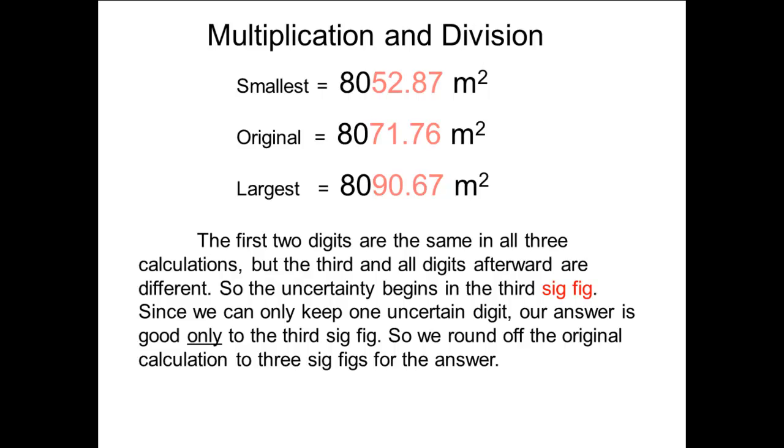If we look at our three values, we see that the first two digits of each answer are the same, so they are certain. The rest of the digits are not the same, so they are uncertain. So the uncertainty begins in the third sig fig. Since we can only keep one uncertain digit in the answer, our answer is good to only 3 sig figs.